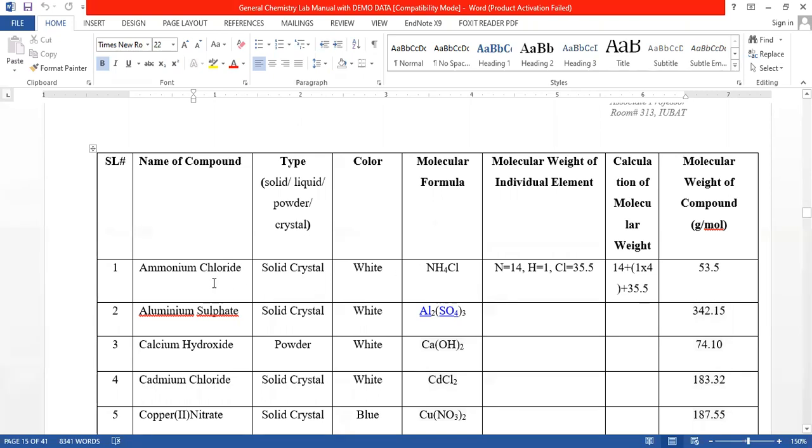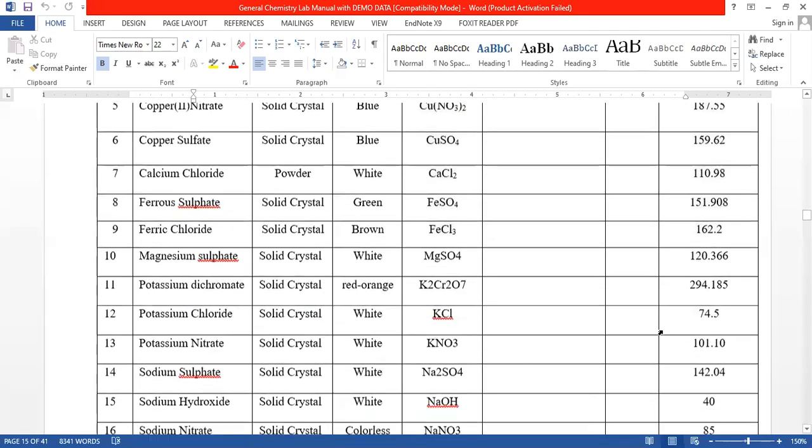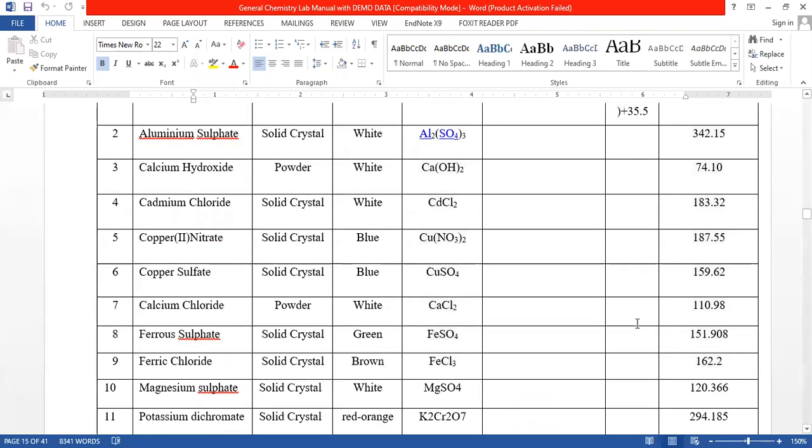And this ammonium chloride has been calculated for your reference, and the molecular weight is 53.5. In a similar way, the other compounds have been calculated and mentioned here. So this will help us to create or prepare a solution with standard concentration or known concentration.